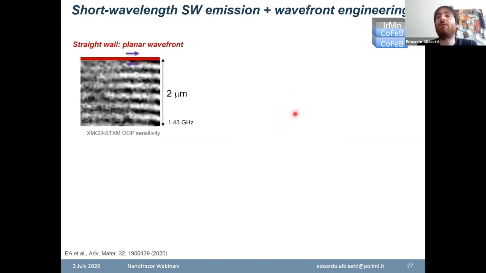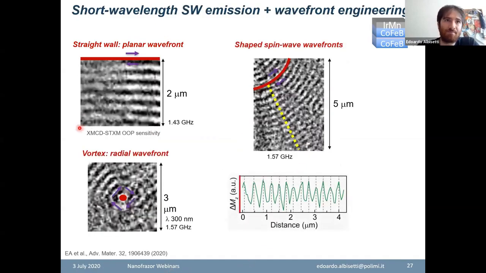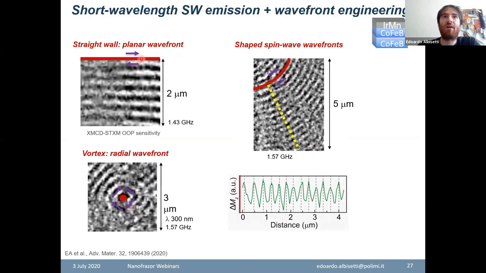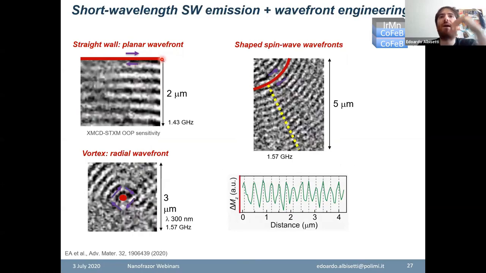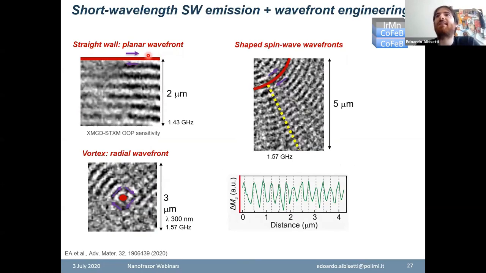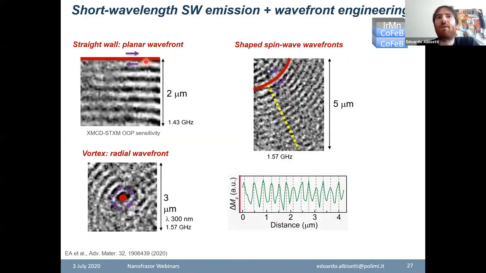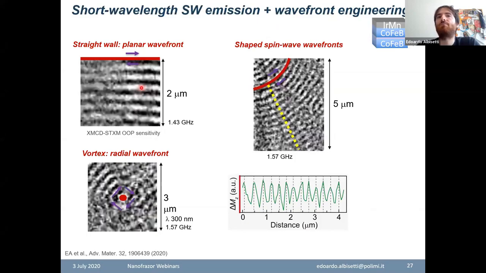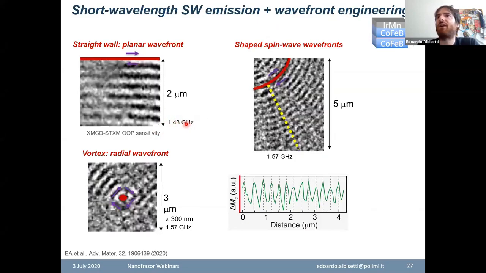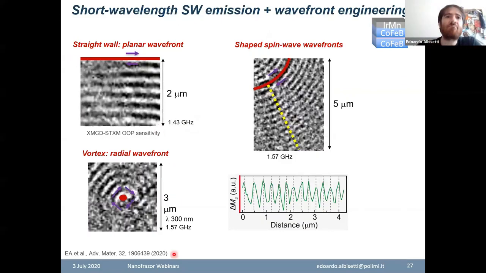So here, again, we went to the synchrotron to observe what happens. And here you see some examples. You have a straight domain wall where you have the magnetization on top and on the bottom pointing in opposite directions. And by illuminating the spin texture with an oscillating magnetic field, you can emit these planar wavefronts with a wavelength that in this particular system, at this frequency of 1.4 gigahertz, is roughly 300 nanometers. So you have these wavefronts that actually emanate from the spin texture.